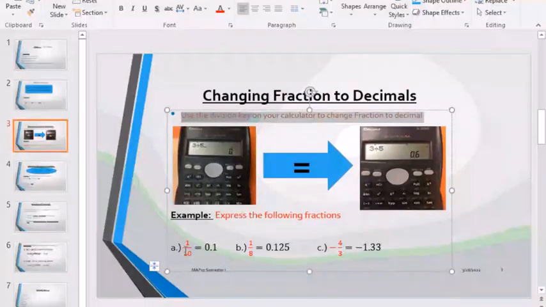A few examples here. You can also use your calculator. 1 divided by 10 is 0.1. 1 divided by 8 is 0.125. And here is a negative 4 over 3. Negative 4 divided by 3, that is negative 1.33.